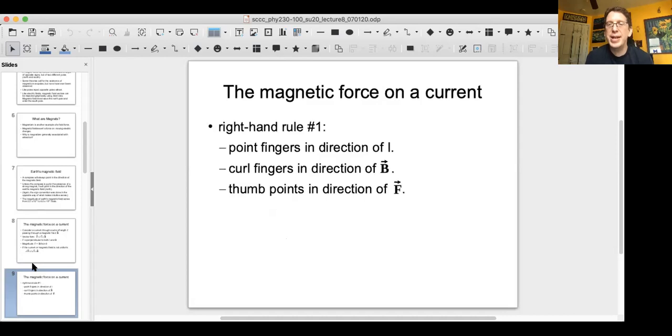So, our first right-hand rule. You point your finger in the direction of the current, you curl your fingers in the direction of the magnetic field, and your thumb will point in the direction of the force that the magnetic field exerts on the wire.